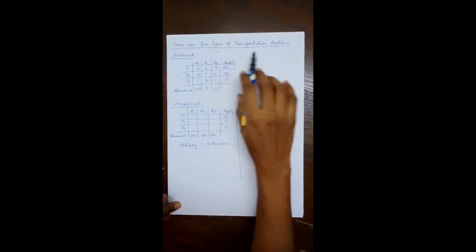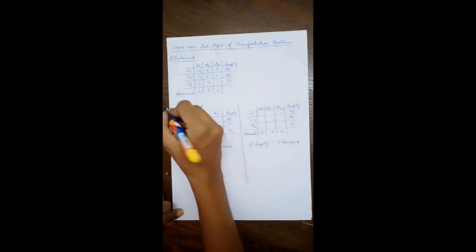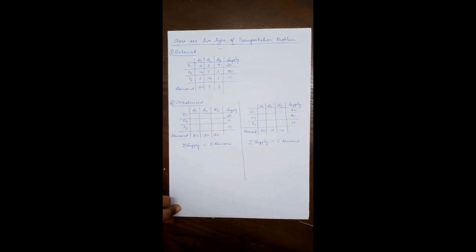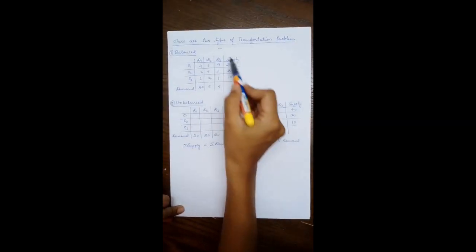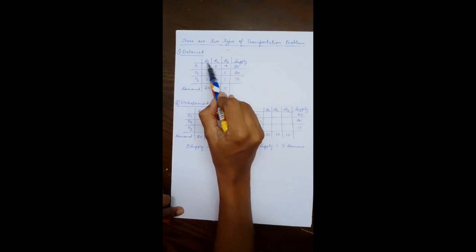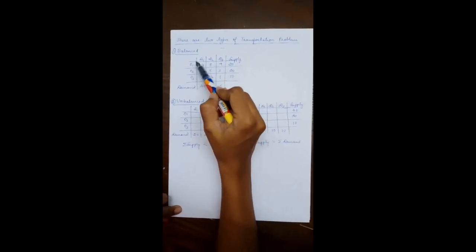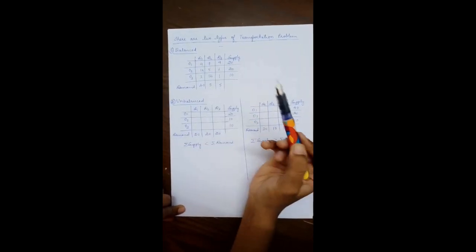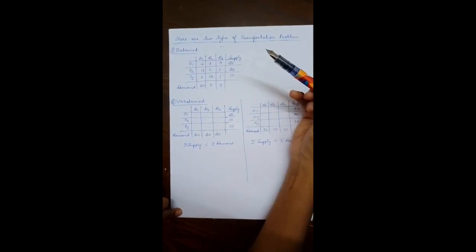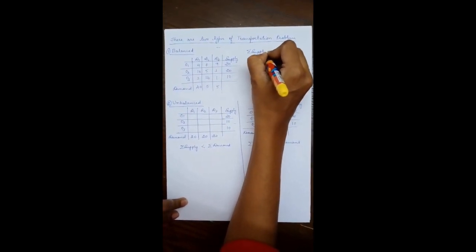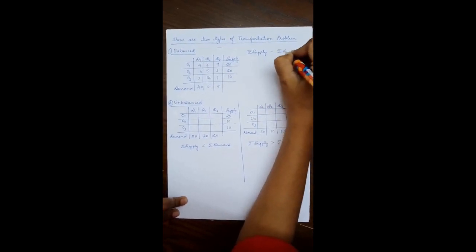Now we will see the different types of transportation problem. The first one is the balanced transportation problem. The second one is the unbalanced transportation problem. In the balanced transportation problem, I hope you are familiar with all these notations. We have different origins, different destinations, and all the origins are associated with supply, and all the destinations are associated with demand. So in a balanced transportation problem, the first condition is that the sum of supply should be equal to the sum of demand.